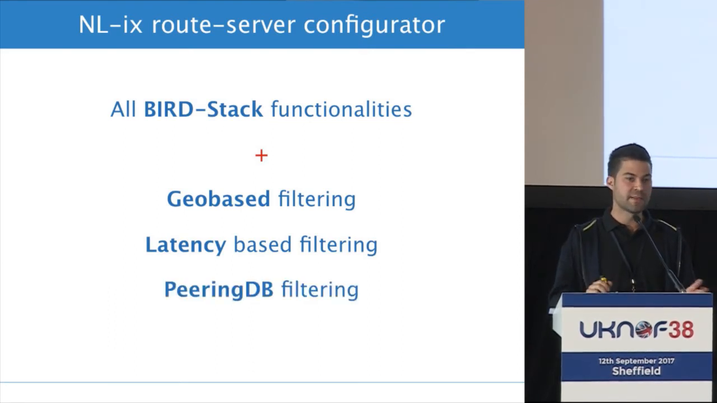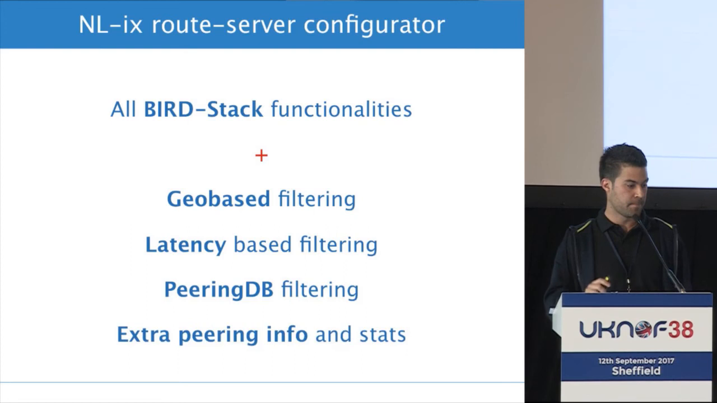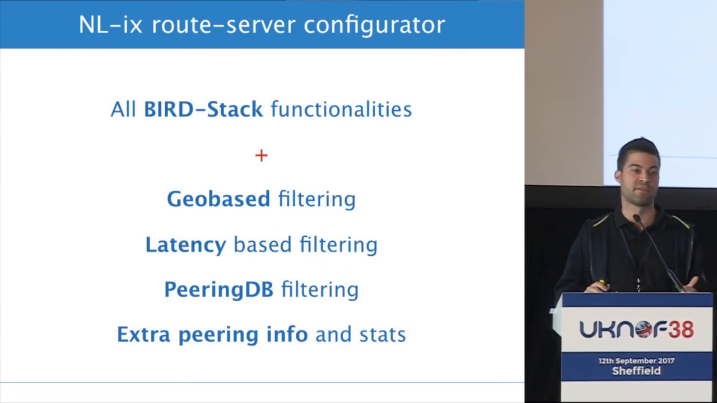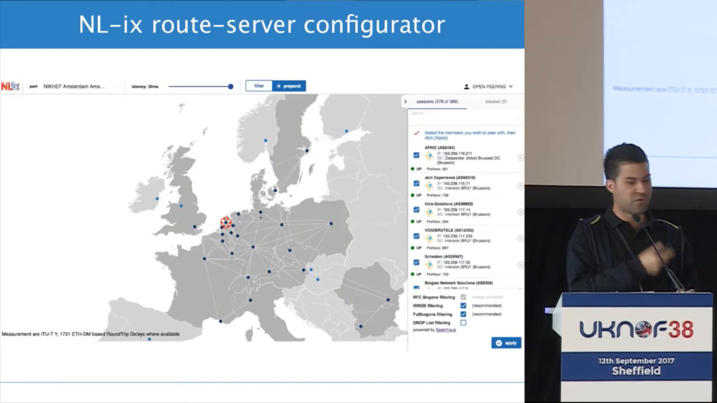You can do filtering based on who is registered or not on PeeringDB. That's not a hard feature, but it's good to have the information about it, because you may not want to trust who is not registered on PeeringDB. Plus, it provides you some real-time information about the status of the route server. That's really nice because it gives you an overview of what's going on. And it actually looks like this.